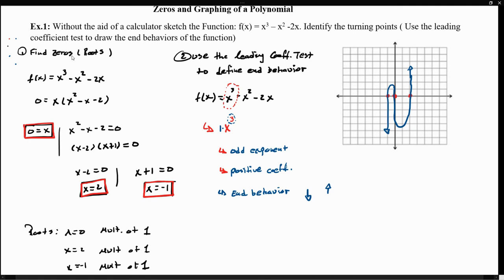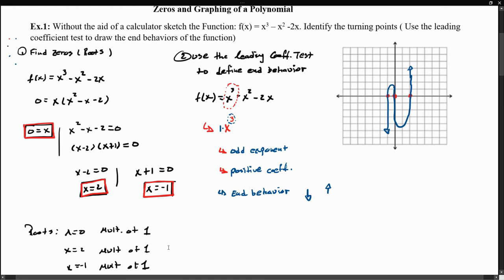But what do I mean by multiplicity? It's how many times it appears as a solution. Notice that x equals 0 only appears 1 time, so it has a multiplicity of 1. Multiplicity just means how many times it appears in the solution set. X equals 2 only appears 1 time, so it has a multiplicity of 1. X equals -1 only appears 1 time, so therefore it has a multiplicity of 1.